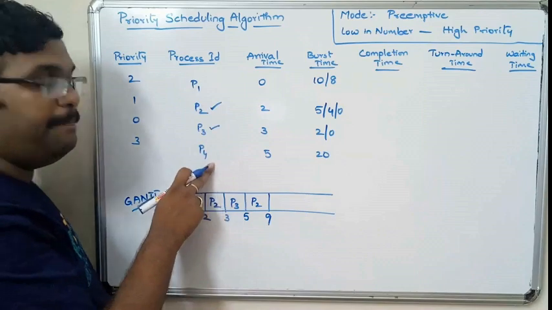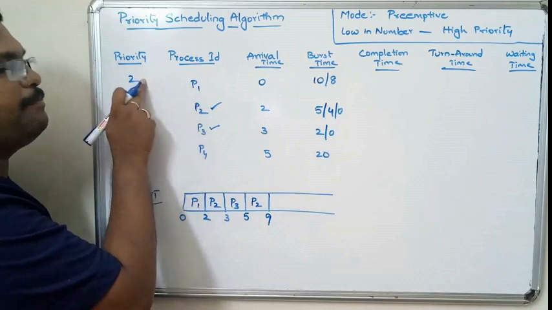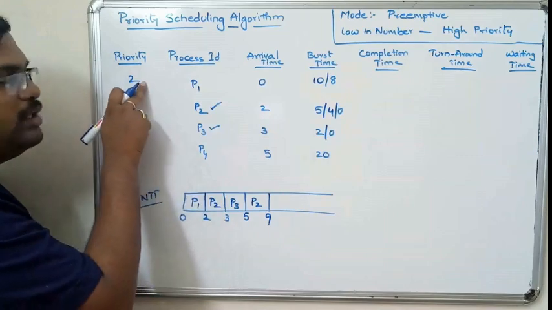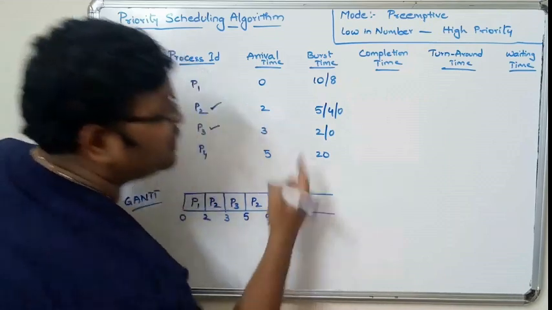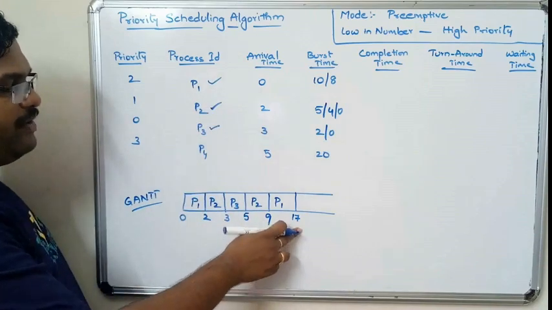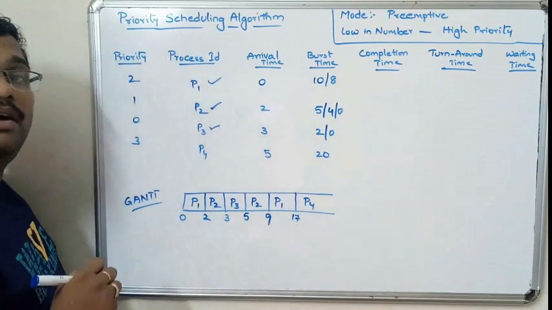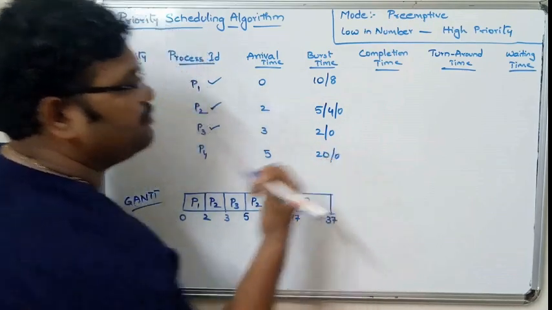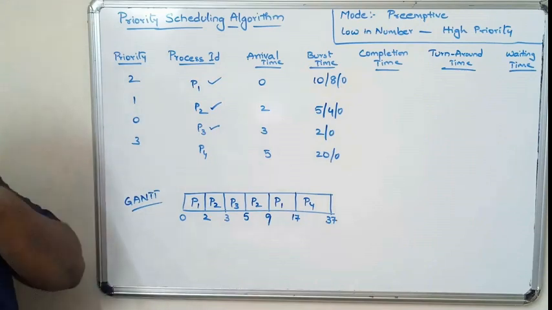At the time of 9, P1 is available and P4 is available. So among these two, which one is having the highest priority? P1 is having the priority 2, P4 is having the priority 3. So low in number is having the highest priority. So P1 will be allocated to the CPU and it completes its execution, total 8, that is 17. Right? At the time of 17, only one process is available, that is P4. Now P4 is allocated to the CPU and it completes its execution till 37.